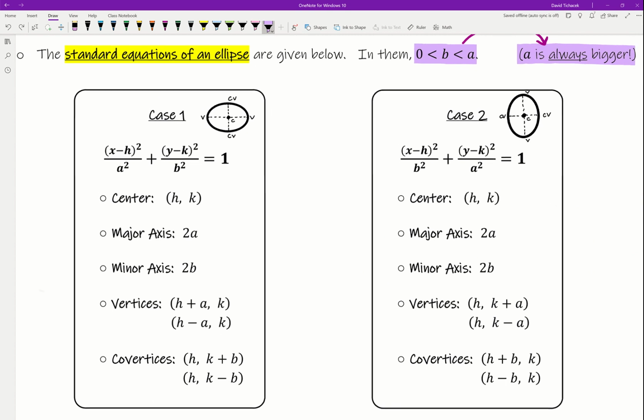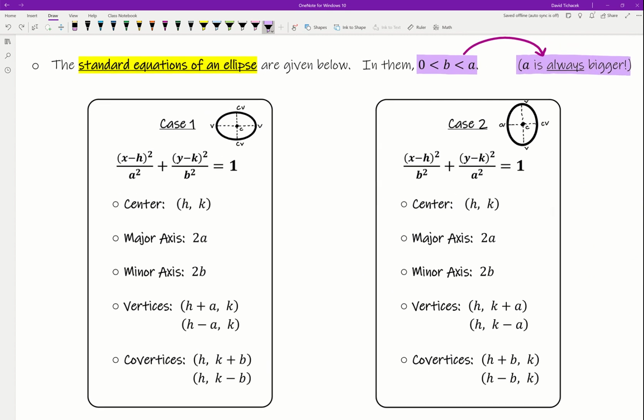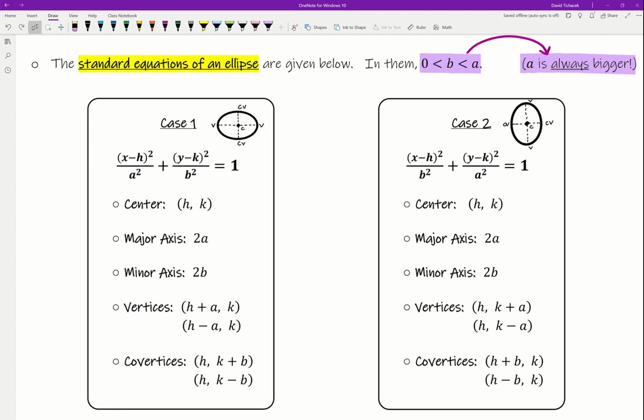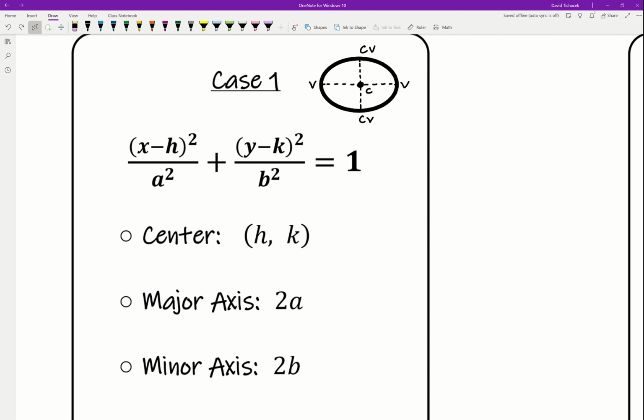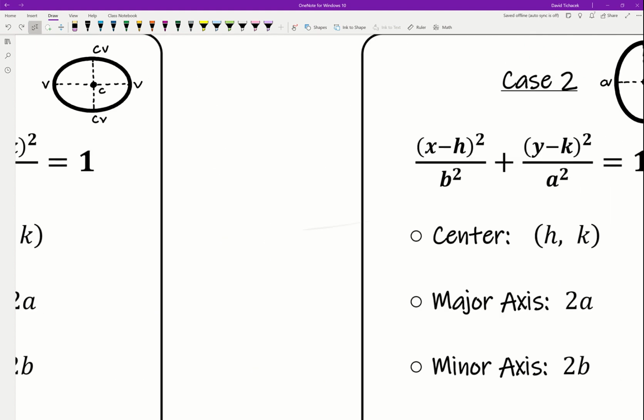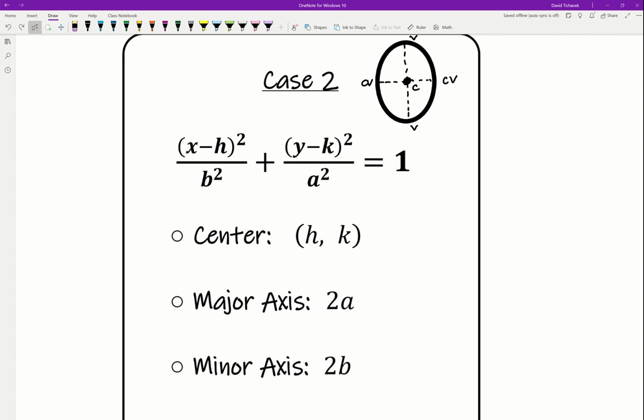So here, when we take a look at the standard equation of an ellipse, just like we saw for parabolas, there are going to be two different cases based on if you want a horizontal looking ellipse or a vertical looking ellipse. If we take a look at these two cases, you'll notice that case one gives us more of a horizontal looking ellipse, and in case two we're going to have a more vertical looking ellipse.